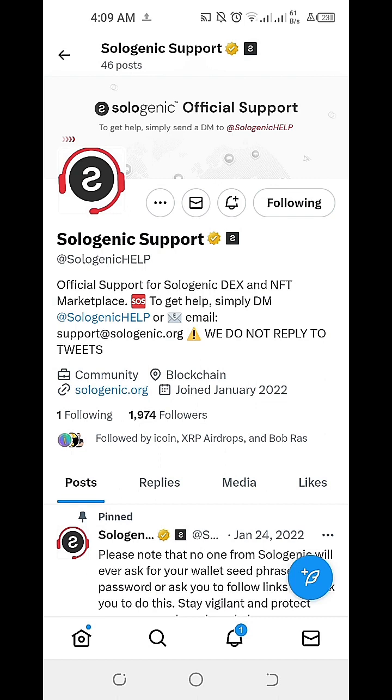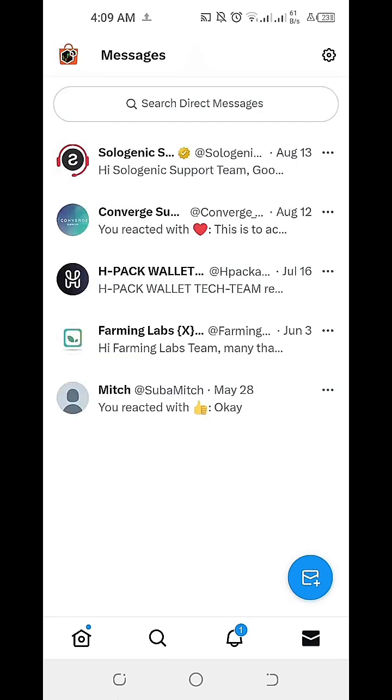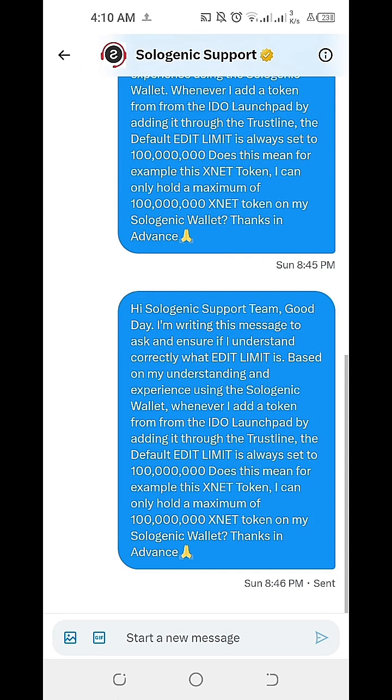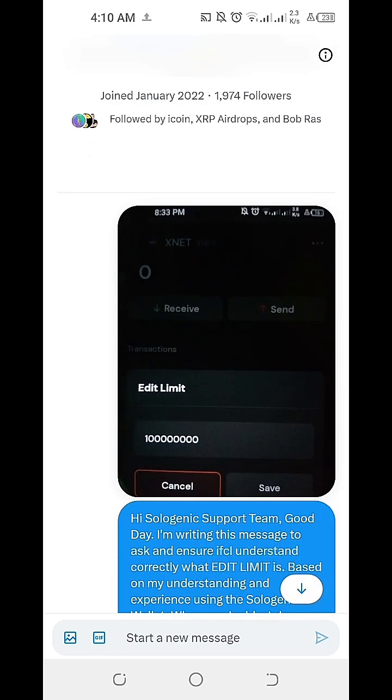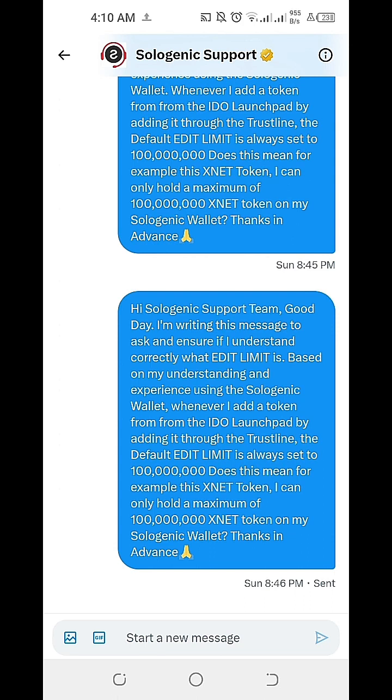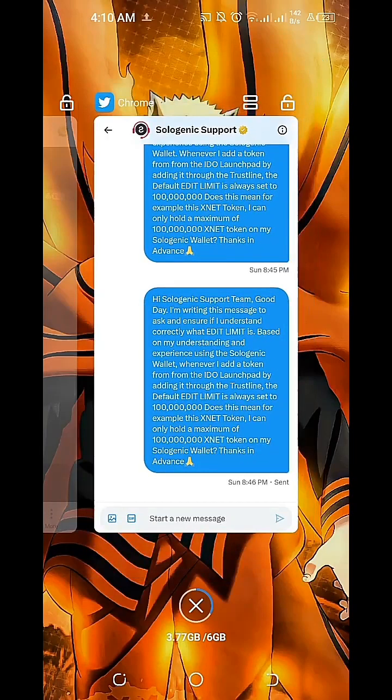All right. Now, what I did here is to message them directly on Twitter. And here's the message I sent them. I also sent them a screenshot of my edit limit option for XNet token. So I wrote to them that based on my understanding and experience using the Sologenic wallet, whenever I add a token from the IDO Launchpad, by adding it through the trust line, the default edit limit is always set to 100 million. Does that mean that, for example, the XNet token, I can only hold a maximum amount of 100 million XNet token? Okay, so here's the reply of the Sologenic help and support team.